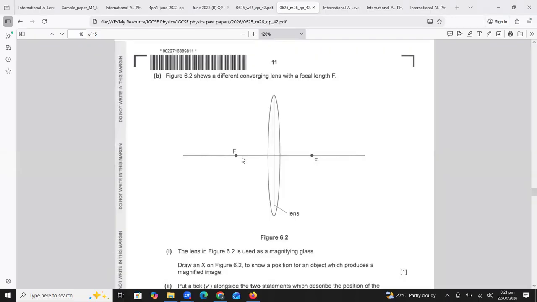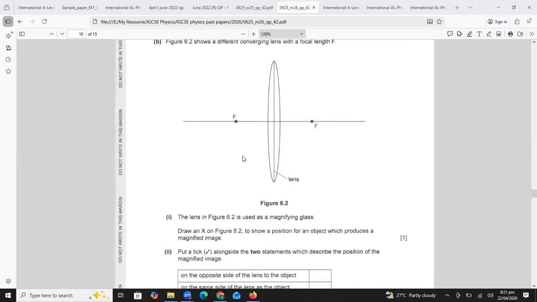G beta and Aya, all 6 cases are part of your syllabus. All right. All 6 cases of convex lens only, not concave lens. Only convex lens is part of your syllabus. So now you can see the focal point is drawn on each side of the lens. The lens in figure 6.2 is used as a magnifying glass. So this is the last case, beta, where the lens is used as a magnifying glass, and in a magnifying glass the object is placed very close to the lens and the image is formed at the same side.